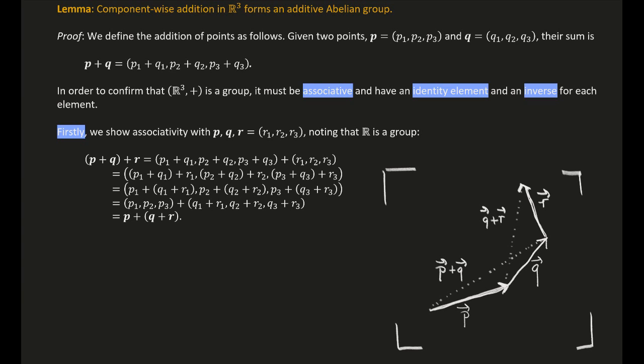In order to confirm that R3 with addition, defined naturally, is a group, it must be associative, have an identity element, and have an inverse for each element in the set. So we prove those one at a time. Firstly, we show associativity by taking points P, Q, and R, and noting that R, the set of real numbers, is already a group. So, by definition, P plus Q, then plus R, is equal to the sum of P and Q in coordinates, plus R in coordinates. Then, adding these two vectors together, we get P1 plus Q1, then plus R1, and so on.